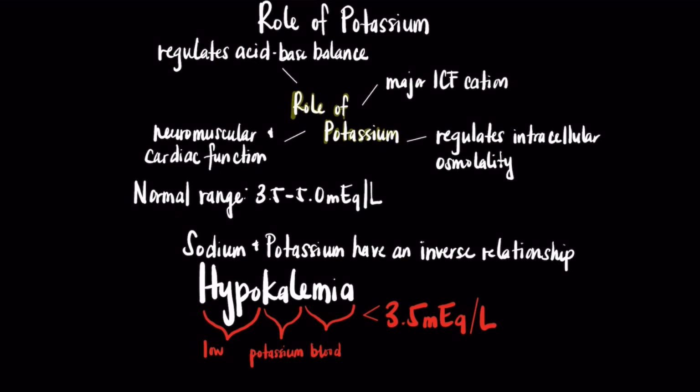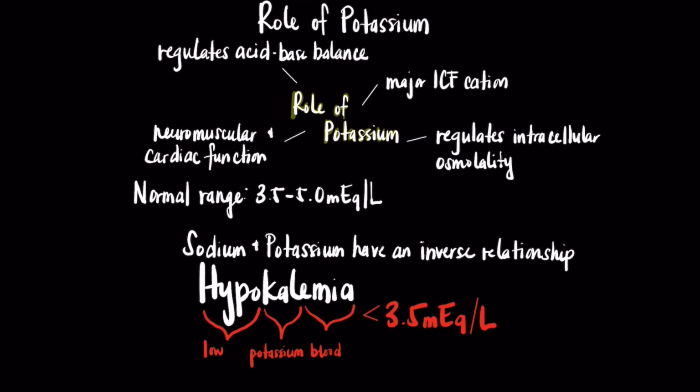So before we discuss hypokalemia, it's important to first discuss the different roles that potassium has in the body. Potassium is a major intracellular fluid cation that helps regulate intracellular osmolality, neuromuscular and cardiac function by way of the sodium-potassium pump, as well as regulating acid-base balance. The normal range for potassium is between 3.5 to 5 milliequivalents per liter. It's important to note that sodium and potassium have an inverse relationship, meaning that when there is a high potassium in the blood, sodium is typically low and vice versa.